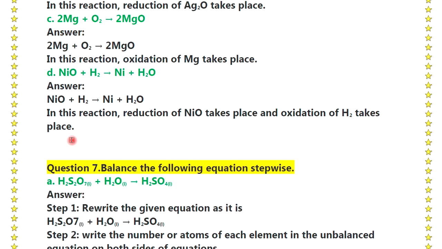D. NiO plus H2 gives rise to nickel plus H2O. Answer: nickel oxide plus H2 gives rise to nickel plus H2O. In this reaction, reduction of nickel oxide takes place and oxidation of H2 takes place.